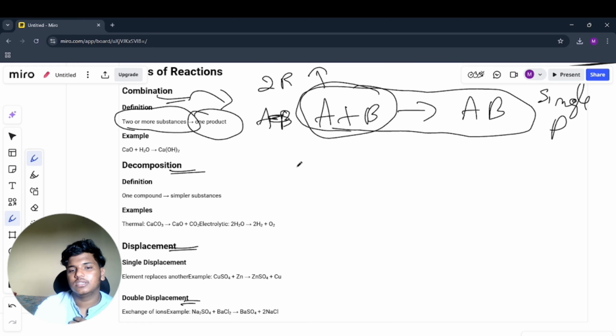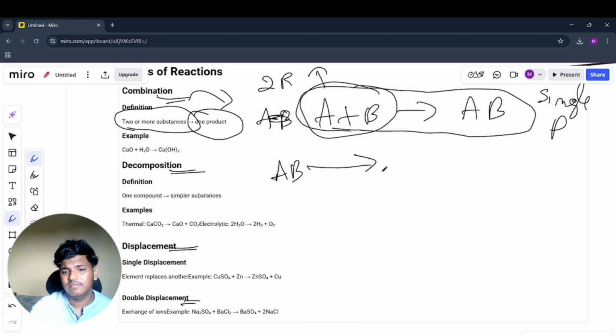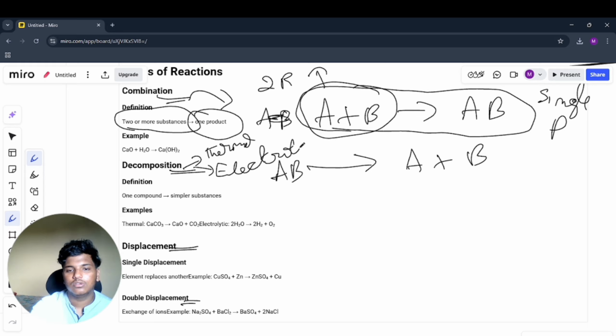Decomposition is a reaction in which one compound breaks down and gives 2 or more products. For example, AB gives rise to A plus B. And in decomposition, we have 3 types: thermolytic decomposition, electrolytic decomposition, and photolytic decomposition.